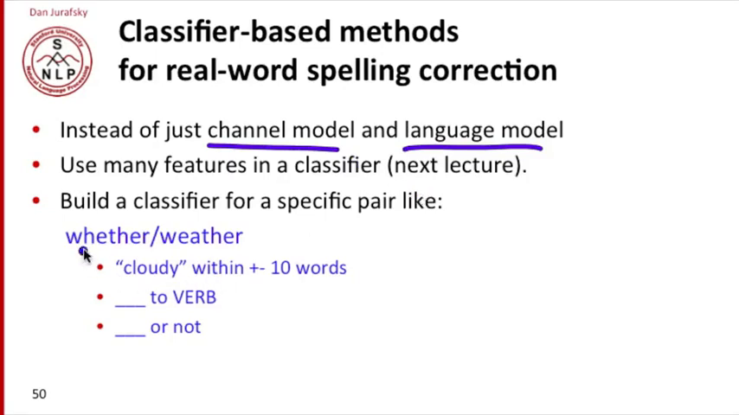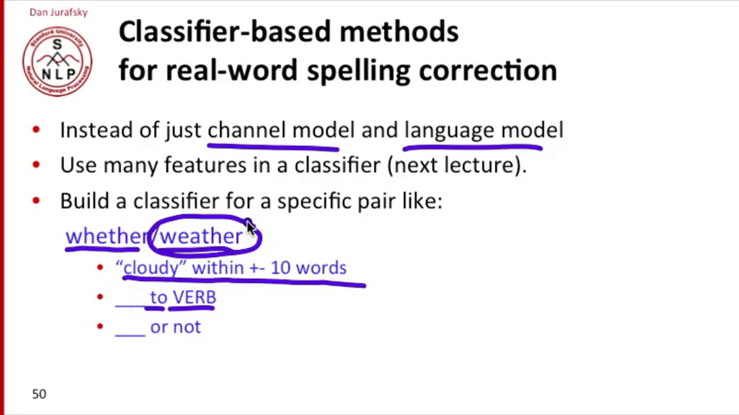And so, for example, if we had a specific pair like weather and whether, commonly confused real word confusions, we might look at features like, well, is the word cloudy in a window of plus or minus 10 words? Or am I followed by the word to and then some verb? So if the word cloudy is nearby, I'm probably the word W-E-A-T-H-E-R. If I'm followed by to verb, I'm probably the word W-H-E-T-H-E-R. So whether to go, whether to say, whether to do is probably this whether. Similarly, if I'm followed by or not, then I'm probably this whether.